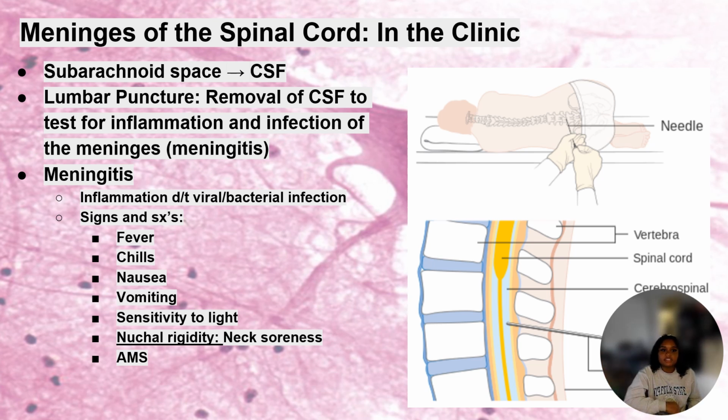Now, meningitis is inflammation of the meningeal layer due to some type of viral or bacterial infection. And some signs and symptoms are fever, chills, nausea, vomiting, sensitivity to light. You're like, okay, that could be anything. But a big one that's like a pearl for it is nuchal rigidity. Nuchal means neck and rigidity means stiffness. So if someone's got fever, chills, nausea, and all that, and their neck is very stiff, we start questioning, oh, do they have meningitis? And then also an altered mental status could lead to that too.